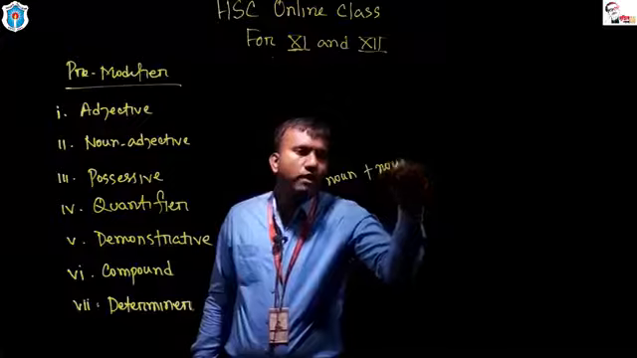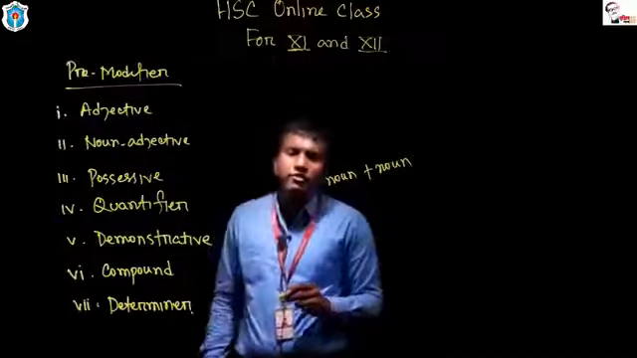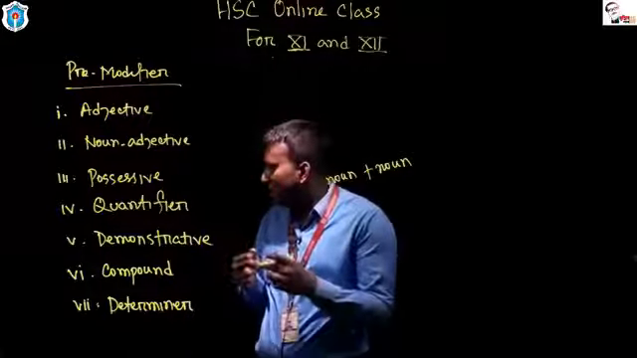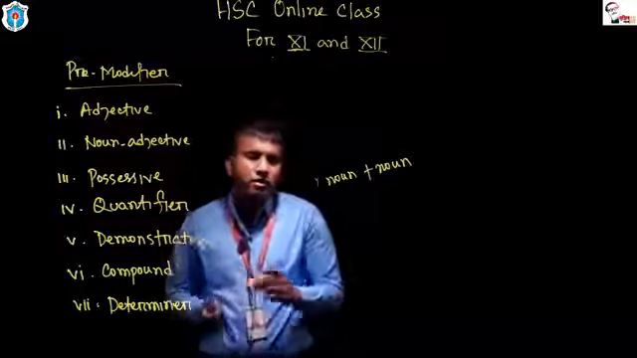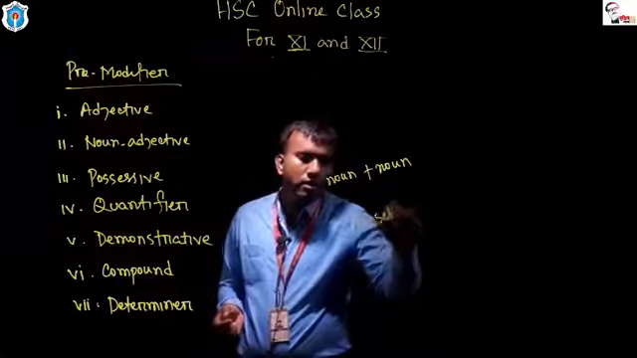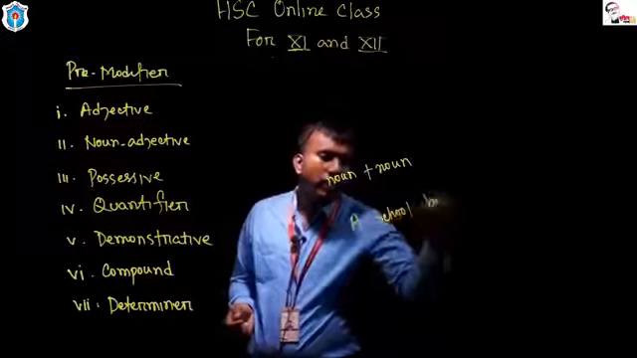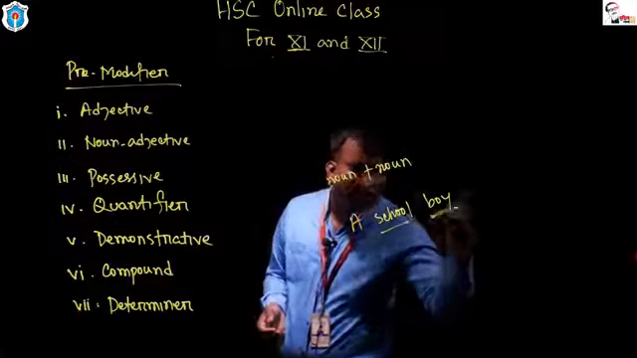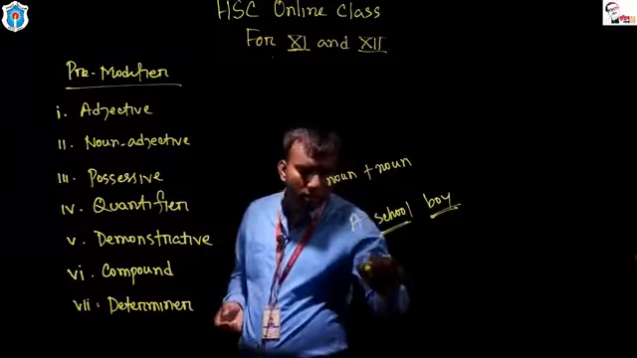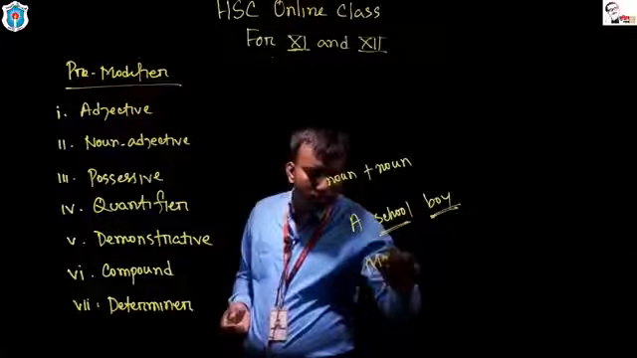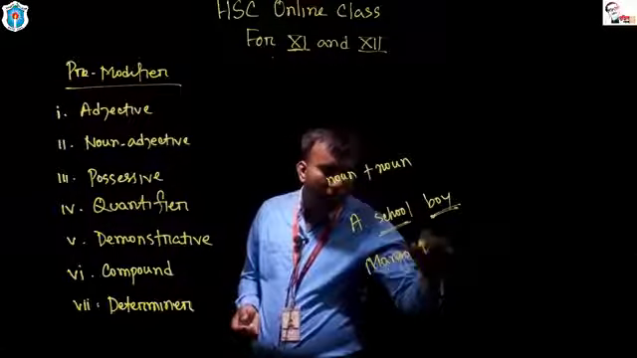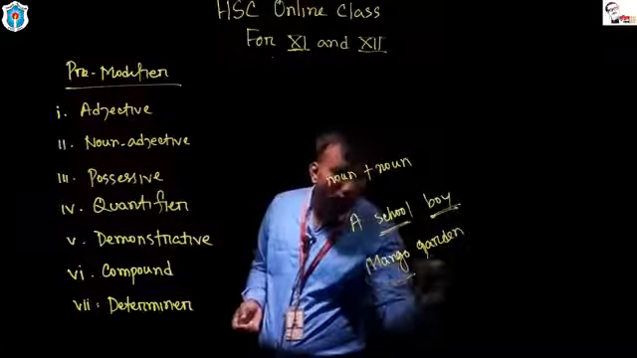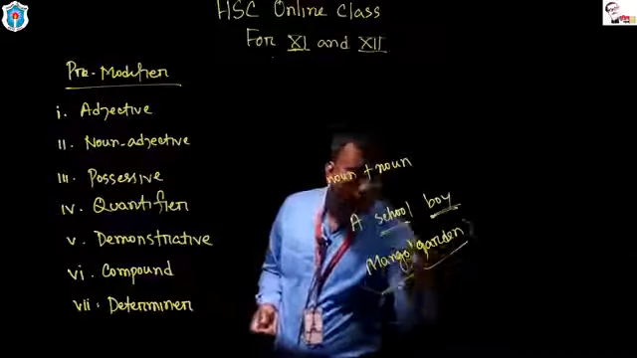Noun plus noun. Dear students, very often we get some examples where we put noun after noun. That is, there are two nouns used one after another. For example, a schoolboy. Boy is a noun, school is a noun. For example, mango garden. Mango is a noun, garden is a noun.